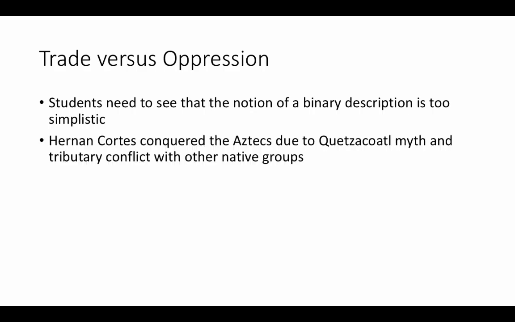Hernan Cortez conquered the Aztecs due to the Quetzalcoatl myth and the tributary conflict with other native groups. So what does that mean? When Hernan Cortez came, one of the biggest mistakes students make is to think there was technology that allowed him to conquer the Aztecs. Most historians think that's not true. The Aztecs, first of all, outnumbered Hernan Cortez and the Spanish. And on top of that, at the time period, even though Cortez had the cannon and he had the gun, the cannon and the gun at that time period were not that well sophisticated or developed. They really should have lost in this war against the Aztecs.